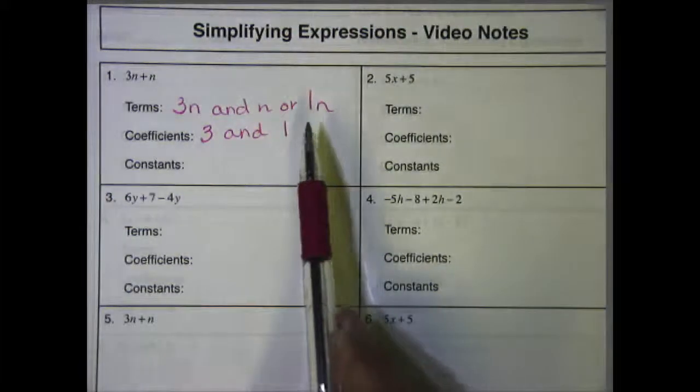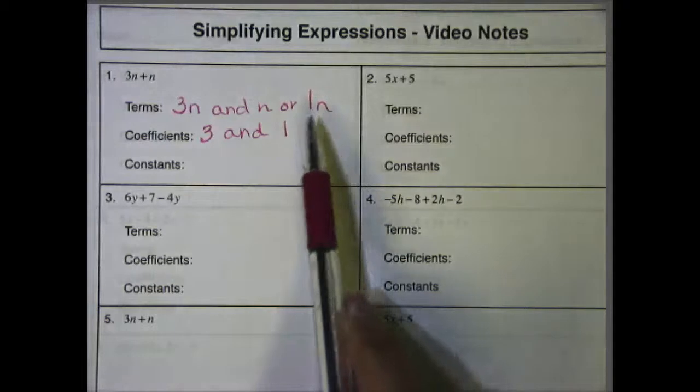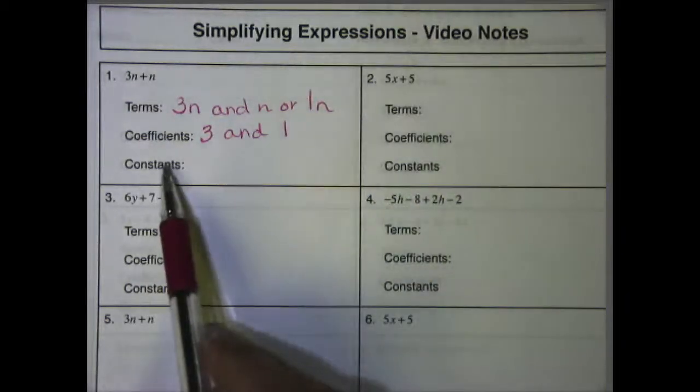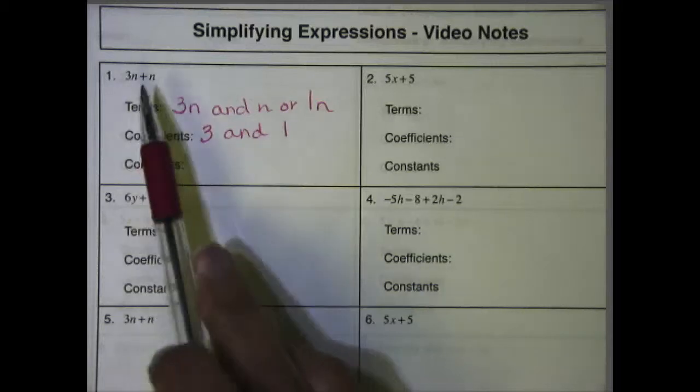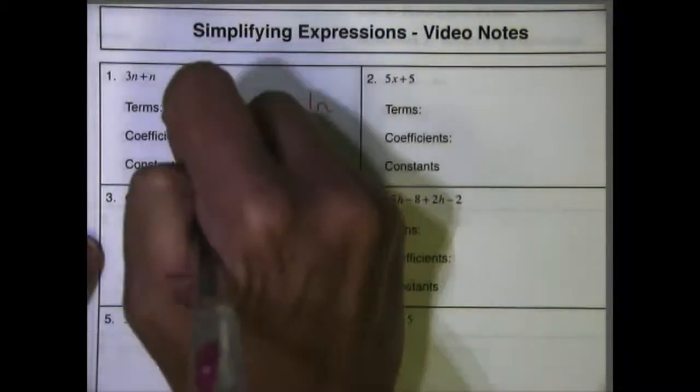Most of the time you will not see that 1 in front of the variable, but you need to know that it is there. Constants. Constants are terms without a variable. And in this case, we do not have any. 3n has a variable and n has a variable, so there are no constants.